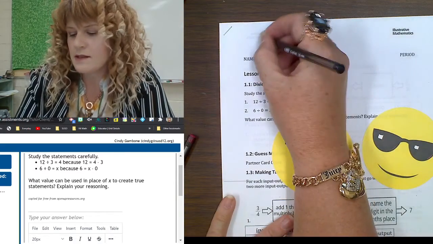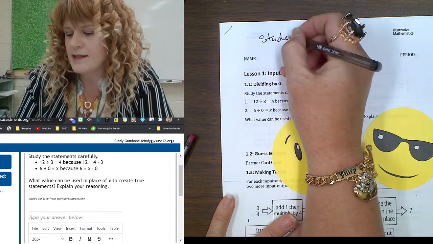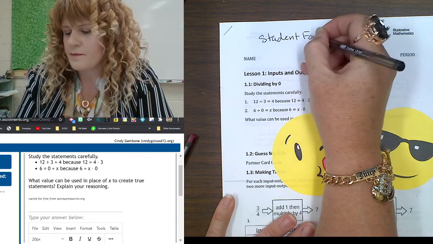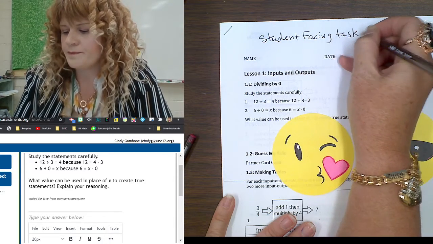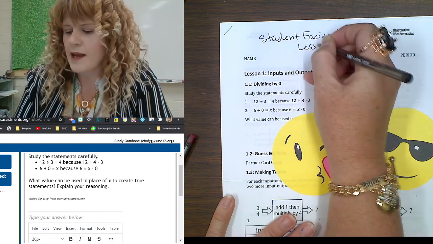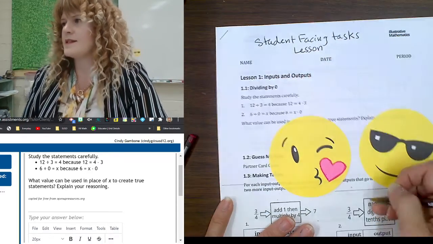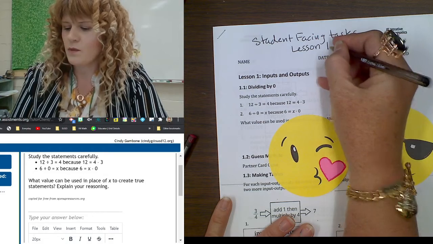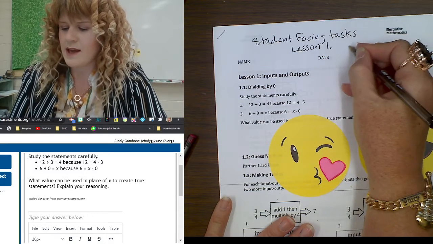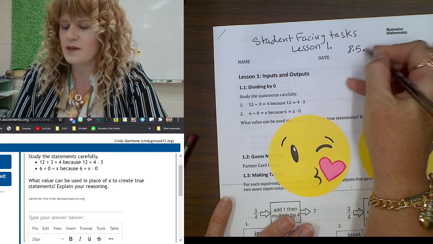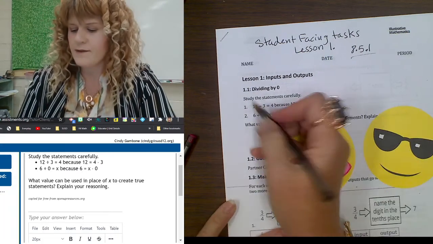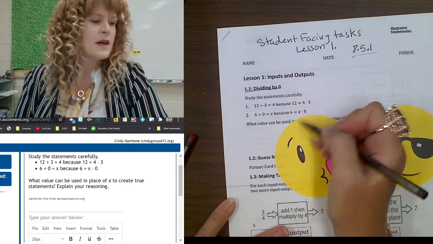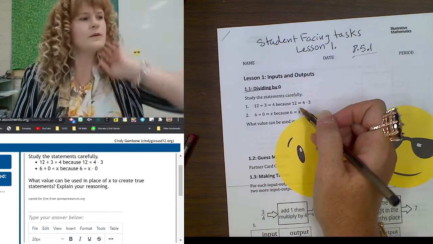This is student-facing tasks, lesson 1. Look for that name in Google Classroom. I think your unit's going to say 8.5.1, the name in the Google Classroom. Okay, let's do the first activity, 1.1, dividing by 0.